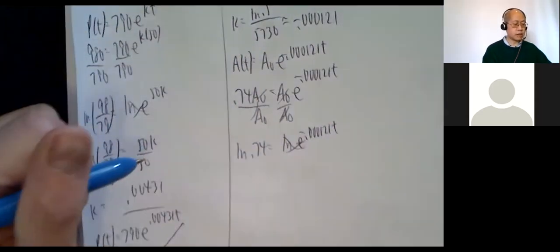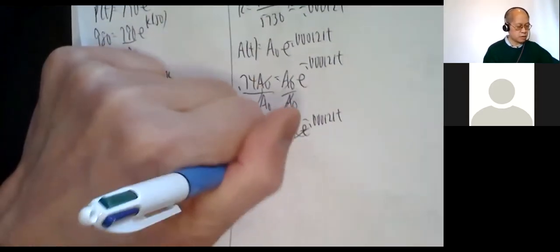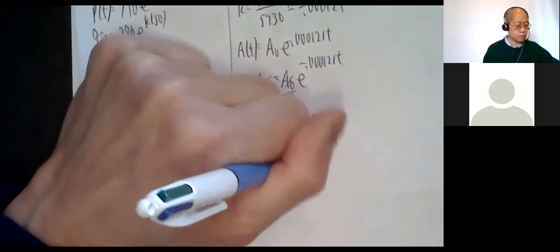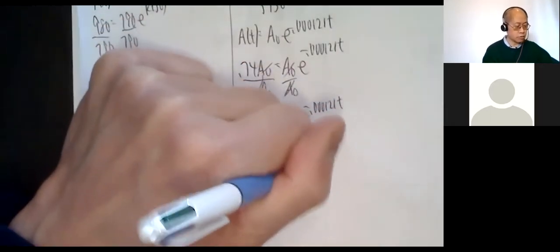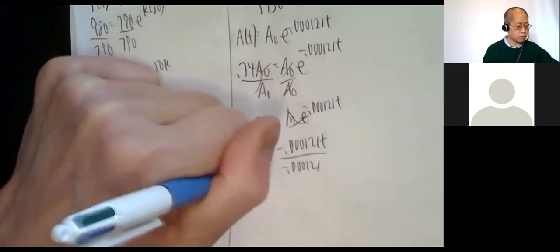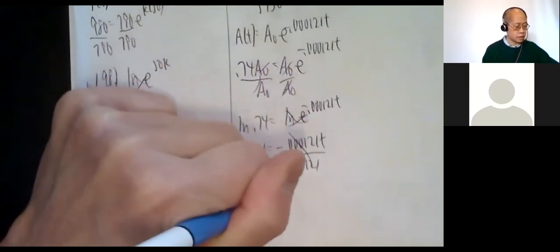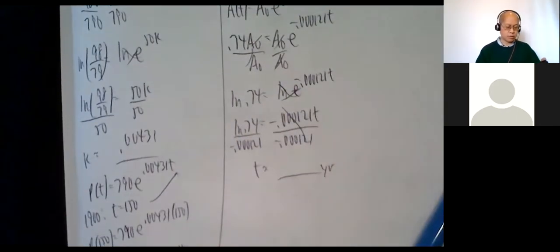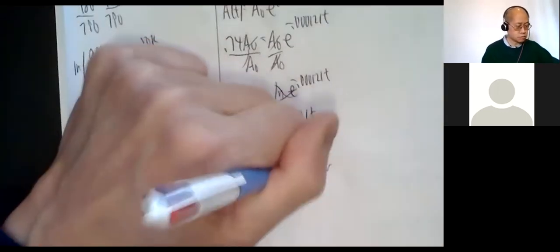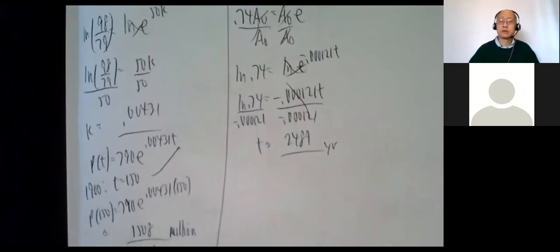ln cancels: ln 0.74 equals negative 0.000121t. Divide both sides by negative 0.000121. And t is approximately so many years. So ln 0.74 divided by negative 0.000121 is 2489 years. That'll be roughly 500 BC for that one.